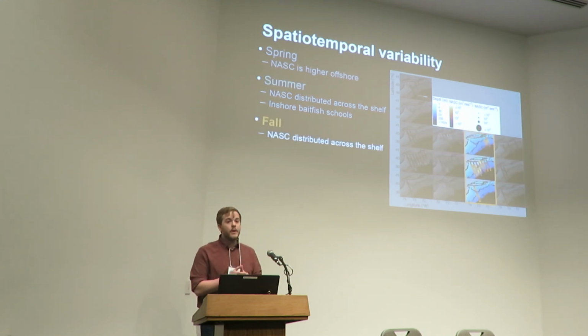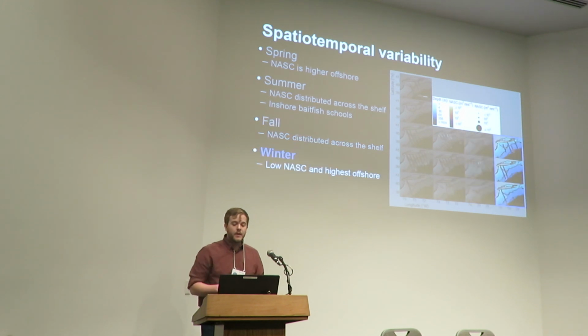In the fall, you have a similar, broad distribution of NASC across the shelf. You don't see as many of these very strong blips from bait fish schools, but they're still present, so they're very similar in that respect. And winter, expectedly, there's just generally lower NASC. There's not as much biomass. And just to point out, our survey effort in winter is also a lot lower. Things like sea state kind of preclude conducting surveys, as frustrating as that may be.